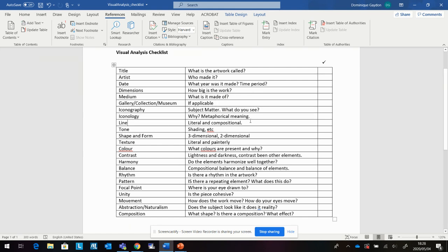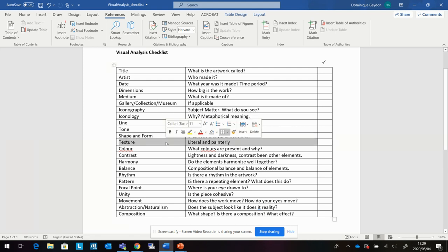So then we look at line, how the artist uses line, and we look at the compositional lines. Tone, is it shaded in a realistic way? Is it very dark? Is it very light? What does this say about it? Shape and form, so are the shapes natural? Are the shapes man-made? Is it deliberately three-dimensional or deliberately not three-dimensional, etc.